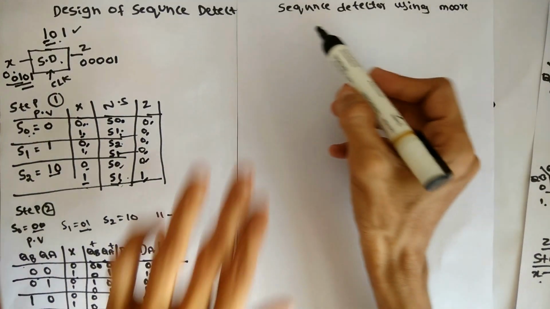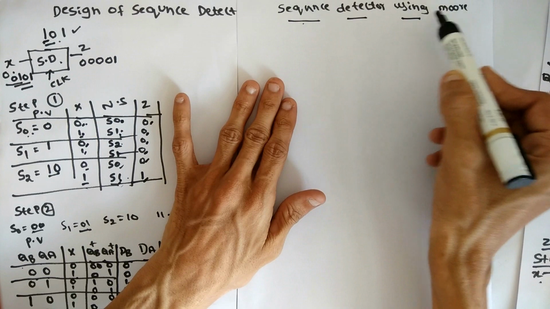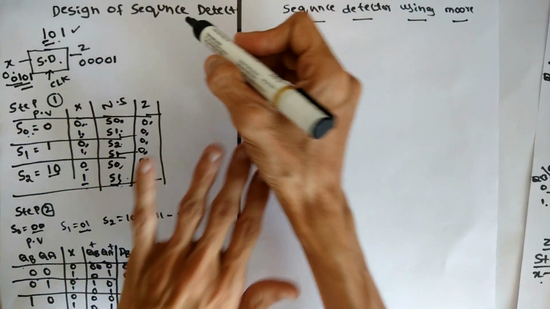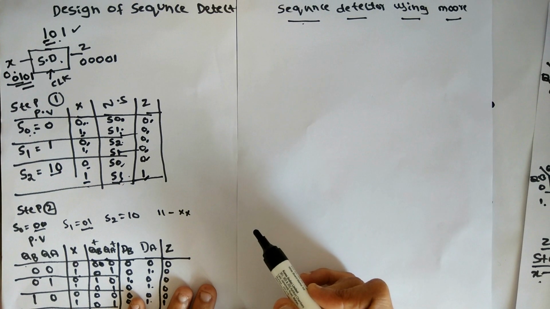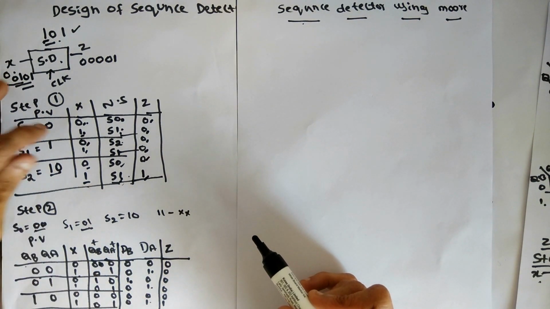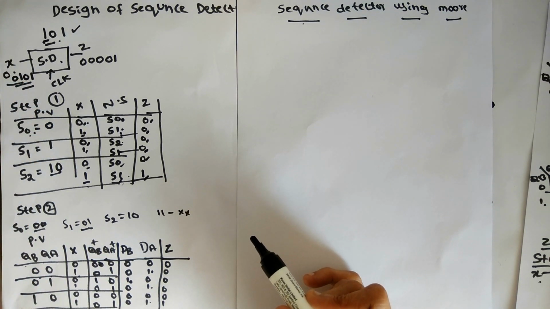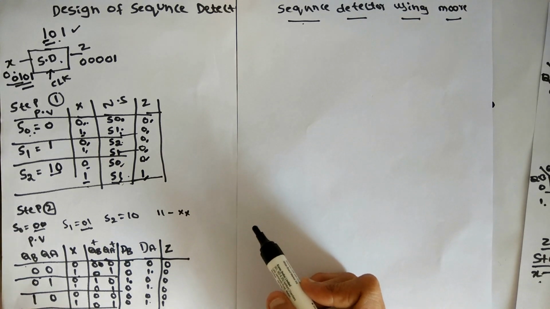Next we will discuss the sequence detector using the Moore state diagram. Previously, with the Mealy diagram, we did 5 steps: the state diagram, then the state table, then we converted states into numbers, then we did the K-map and the circuit diagram. The same procedure we have to follow for the sequence detector using Moore also.